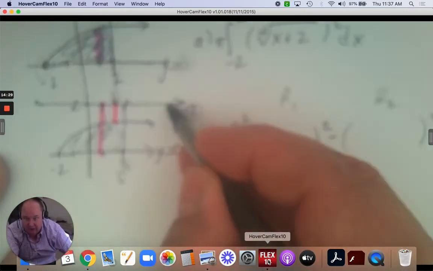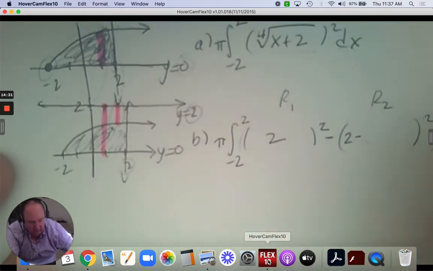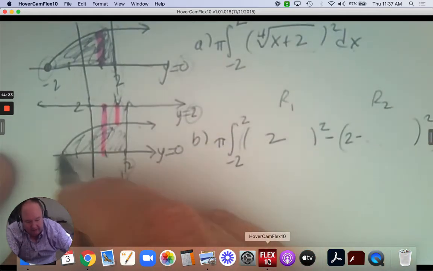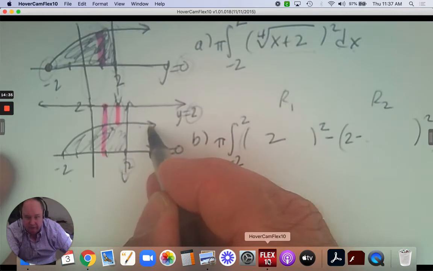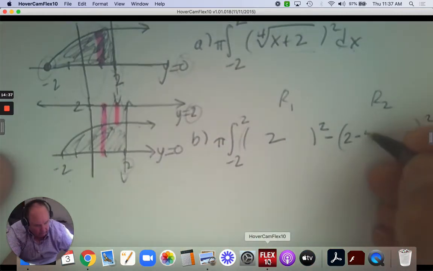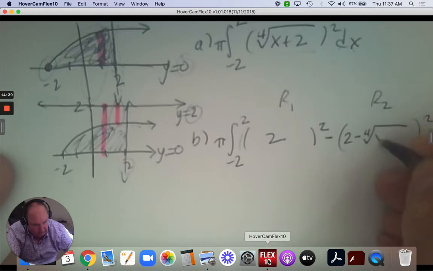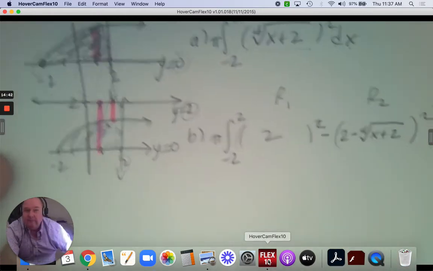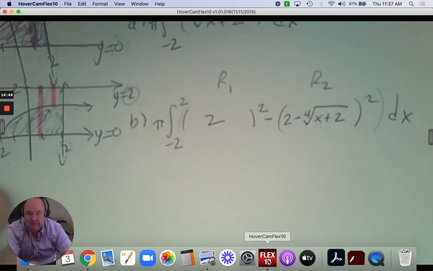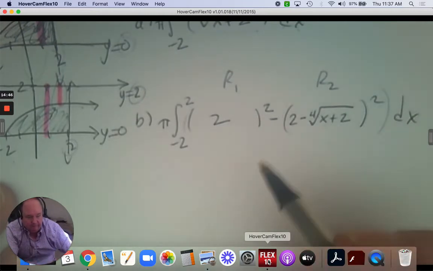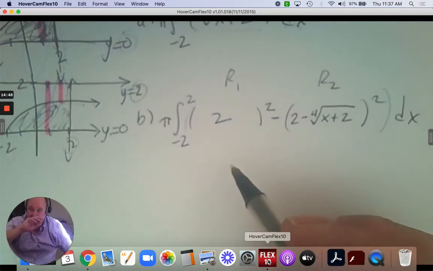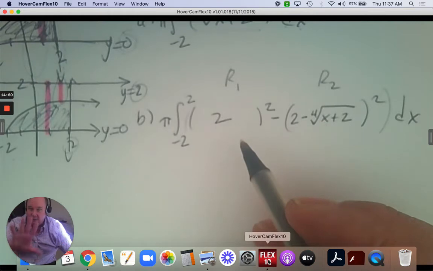Well, it's top, which is 2, subtract the bottom, and in this case, the bottom is the curve, and that is the 4th root of x plus 2. And there's the setup for a washer. So it's helpful to be able to draw a sketch of it and draw the radii right in the problem.